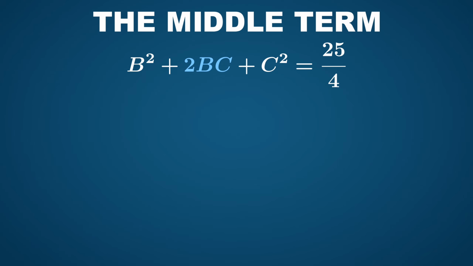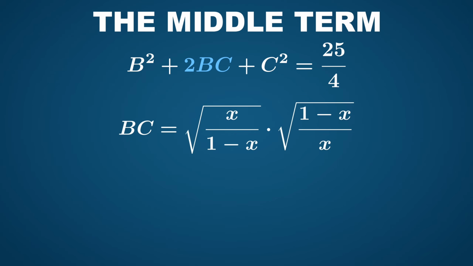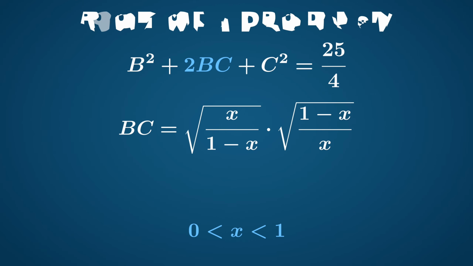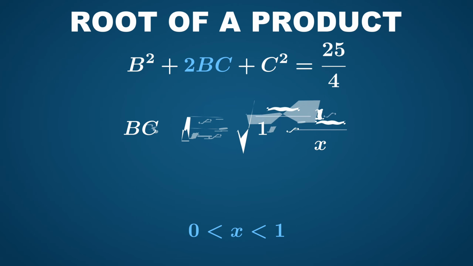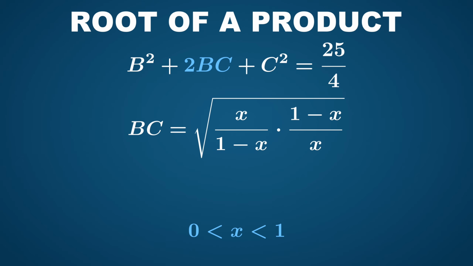Let us handle the middle piece first, the 2bc part. b times c is a product of two square roots. Both roots give real values only when both fractions are positive. Both fractions are positive exactly when x sits strictly between 0 and 1. For positive fractions, the product of roots is the root of the product. So b times c is the square root of one big fraction.